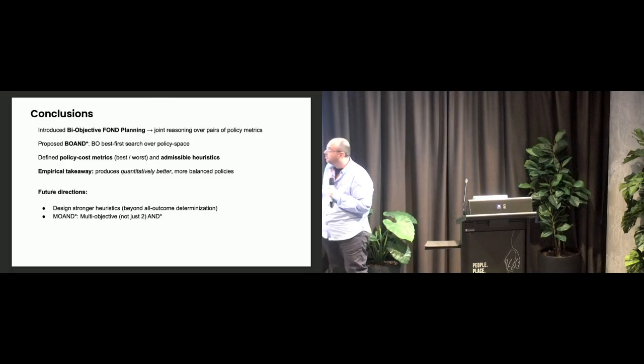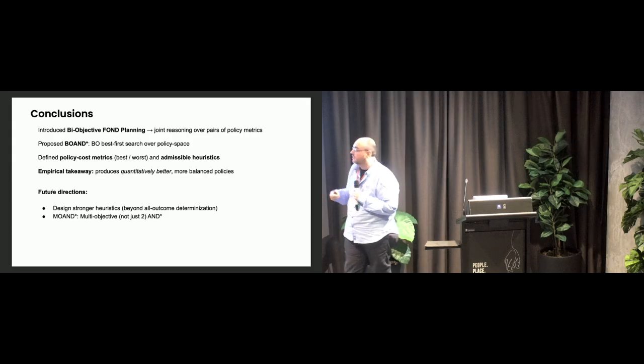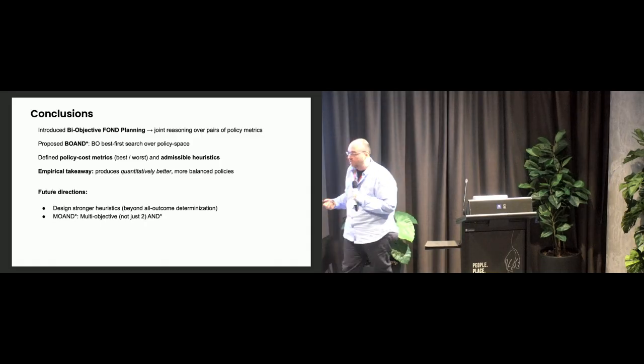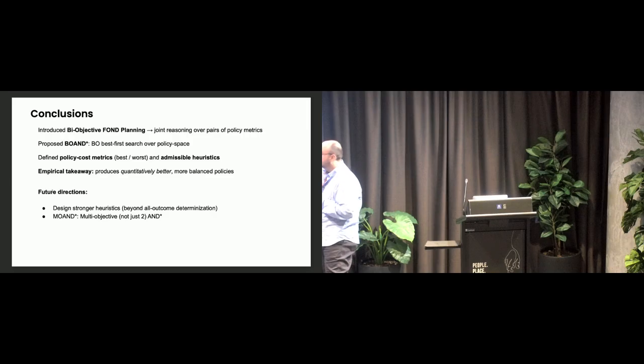So to conclude, we presented the bi-objective FOND planning task and an algorithm for this task, BO A*. Then we instantiated them with policy cost metrics and admissible heuristics for them in order to get cost-optimal solutions. And empirically, we saw that the solutions that we find with this bi-objective approach are better or at least more balanced than those found when optimizing for a single metric. As future directions, we would like to design better heuristics, and we are also considering doing a multi-objective extension of A*, so beyond 2 metrics.